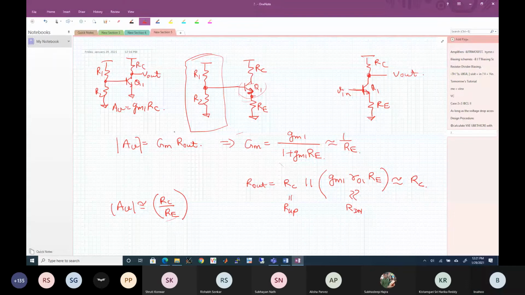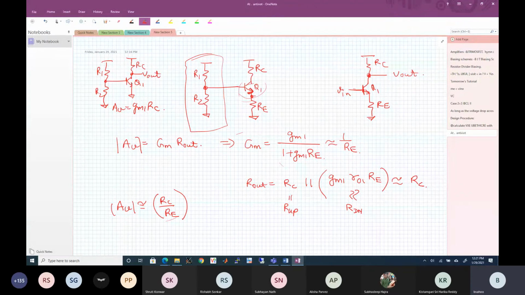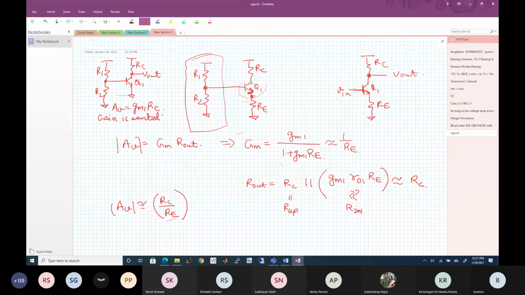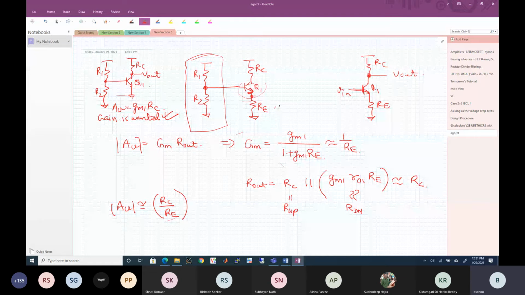Now, it is GM1 RC, but what is the problem with this? As soon as you change the transistor bias point, it gets messed up. So ideally, I want the gain of this circuit. Gain is wanted. This is the gain I want, but robustness is also needed. Now, how will I modify this circuit so that I get the gain of this and the robustness of this? What will you do? We will use a bypass capacitor.